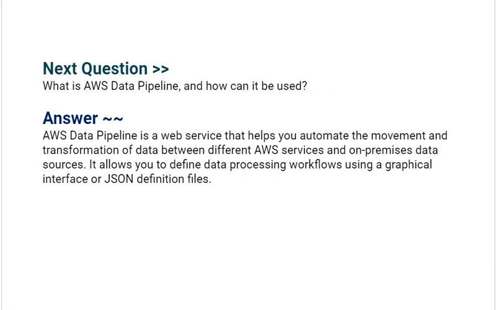Our next interview question is: what is AWS Data Pipeline and how can it be used? Your answer should be AWS Data Pipeline is a web service that helps you automate the movement and transformation of data between different AWS services and on-premises data sources. It allows you to define data processing workflows using a graphical interface or JSON definition files.